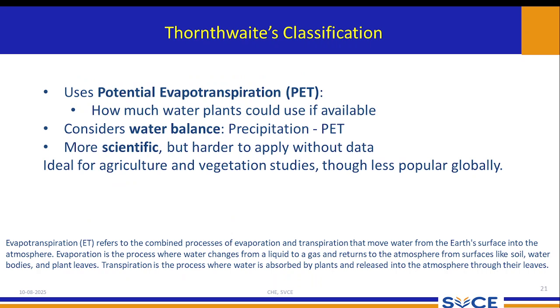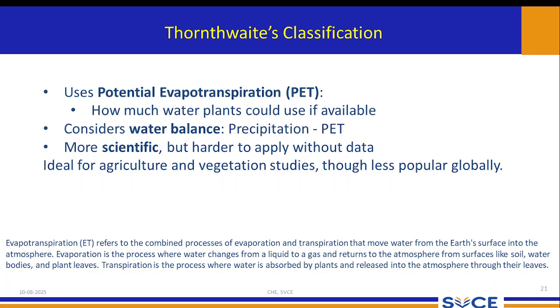Okay, the Thornthwaite classification uses potential evapotranspiration. Evapotranspiration refers to the combined process of evaporation and transpiration. It is a combination of two words, evaporation and transpiration, that move water from the earth's surface into the atmosphere. Evaporation is a process where water changes from liquid to gas and returns to the atmosphere from surfaces like soil, water bodies and plant leaves. Transpiration is a process where water is absorbed by the plants and released into the atmosphere through their leaves.